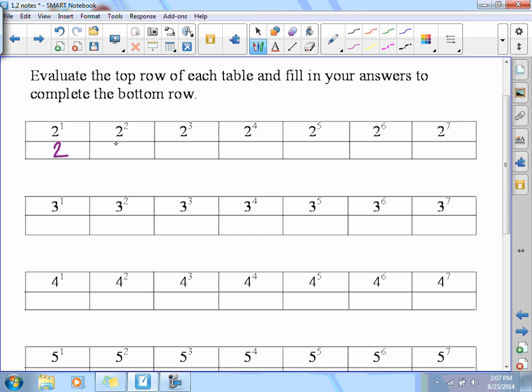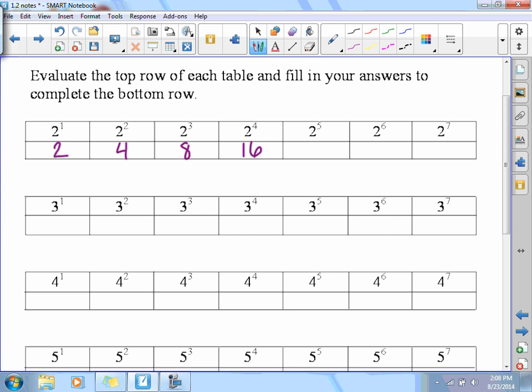2 to the second power, that means you're doing 2 times 2, so that's 4. 2 to the third power is 2 times 2 times 2, so that's 8. And 2 to the fourth power is 2 times 2 times 2 times 2, so that's 16.